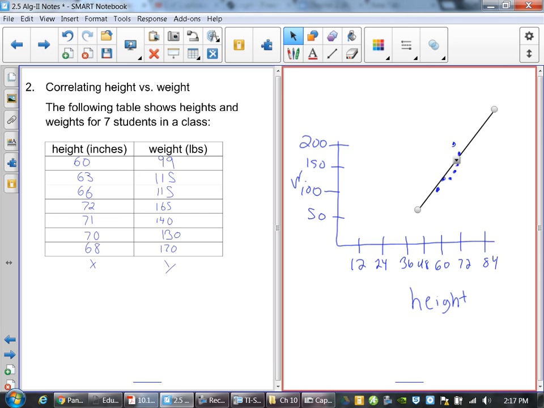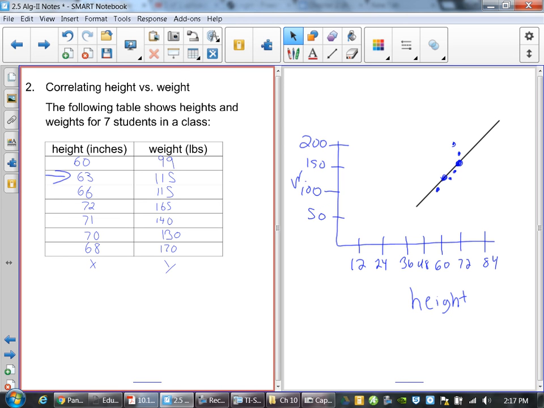Anyway, so what I might do is pick, with the way that these numbers are bunched, I might pick these two as my data set. I might say that those might be my best bet. Everybody okay with that? Yes. So if I do that, I'm picking the 63, 115, and then the 71, 140. It looks like I'm picking those two values. So let's pick those two numbers and write the equation of the line.